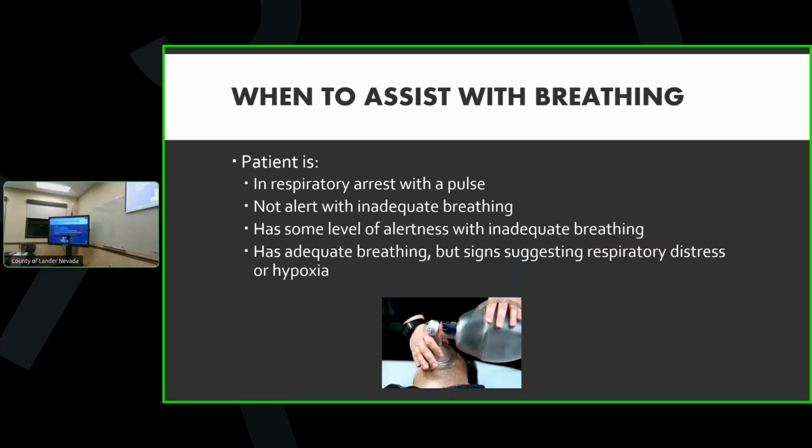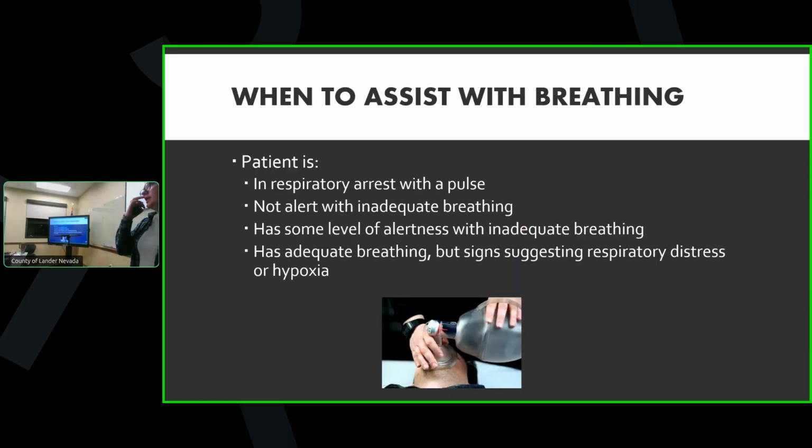And then if they have adequate breathing, but they have signs suggesting respiratory distress or hypoxia that cannot be fixed with other forms of oxygen administration. Say you want to put somebody on CPAP and they're too altered for CPAP, this is where you would actually start bagging them. If they need some kind of positive pressure ventilation but they can't handle a CPAP in any way, that's the time to start bagging them.